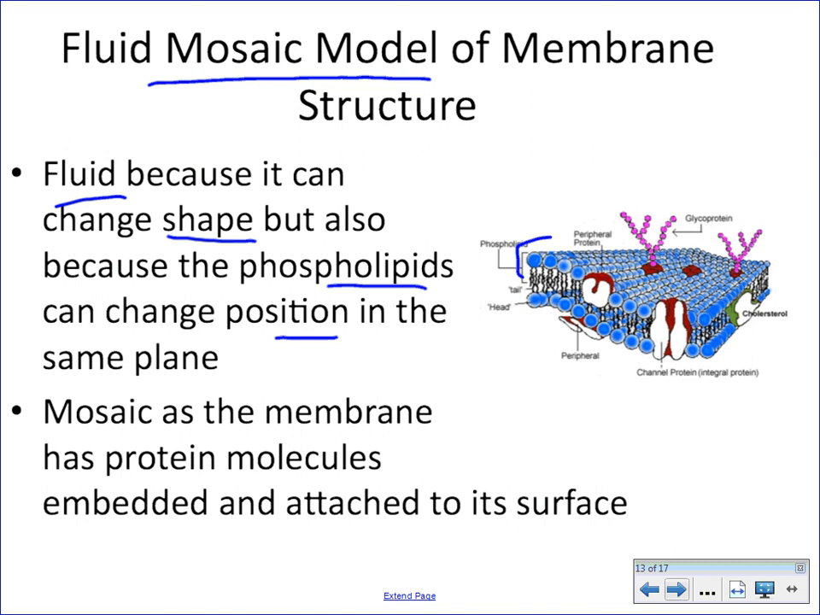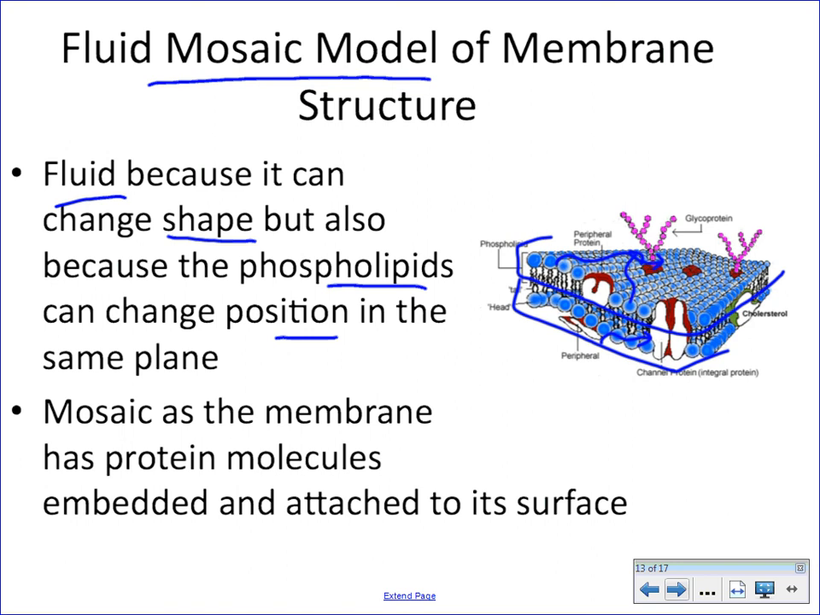So the phospholipids on the top of the bilayer are free to move around as they like. The phospholipids in the bottom of the bilayer are free to move around as they like. So they can move around in the same plane.